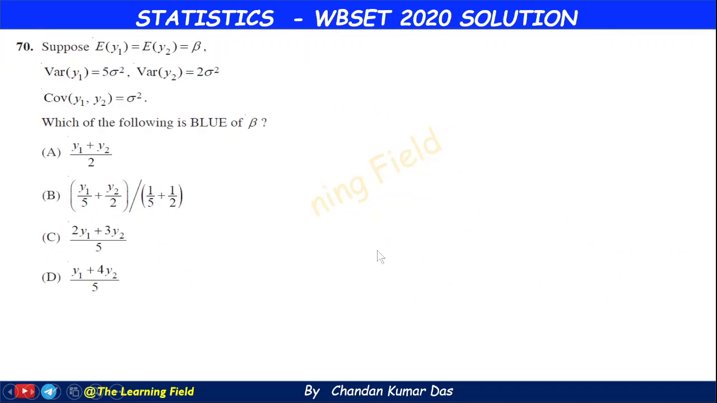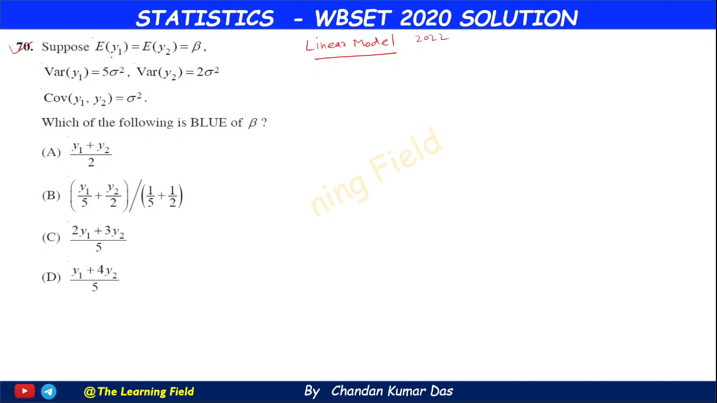Okay, now going to the next question. This question number 70 is again from linear model. I already solved questions of linear model in the 2022 section. This is the same question.